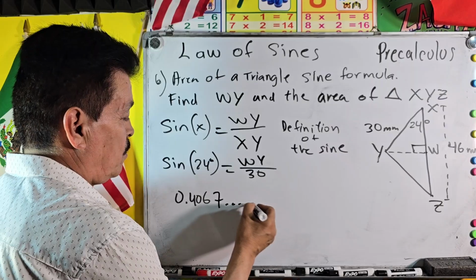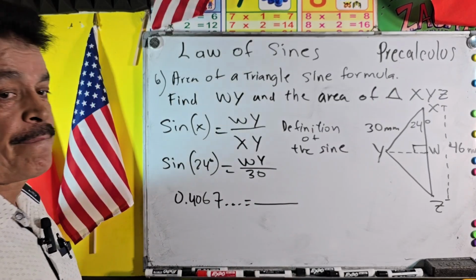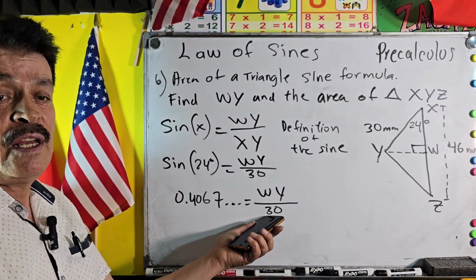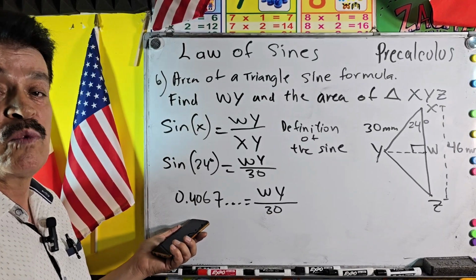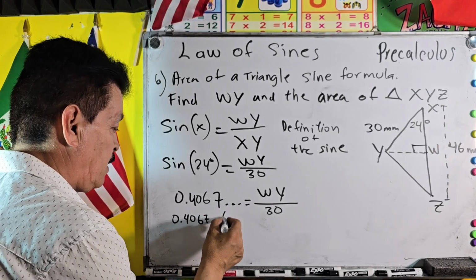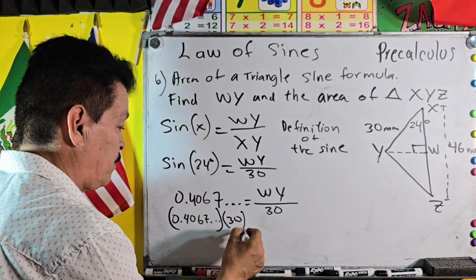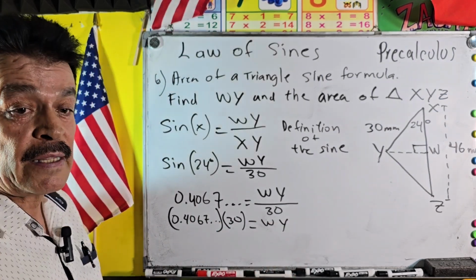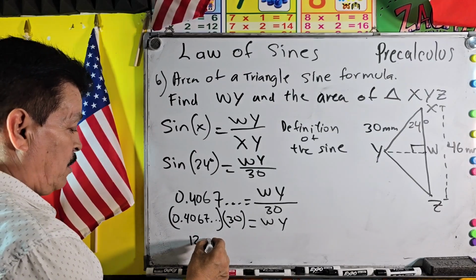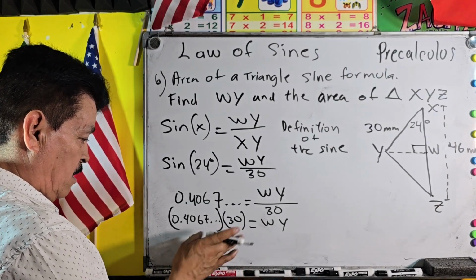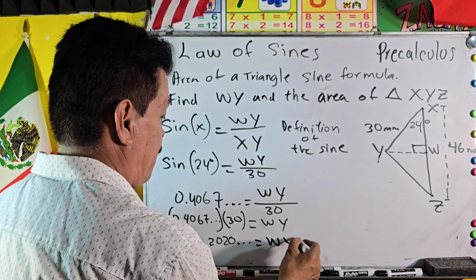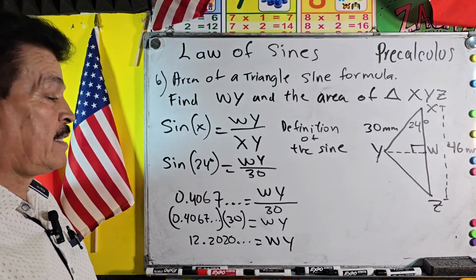Let's do one more step. So now this is a division here. We have to multiply by this number. So we will have 0.4067 times 30. You multiply that number and you will get 12.20 and more digits, equals WY. So that's this side.